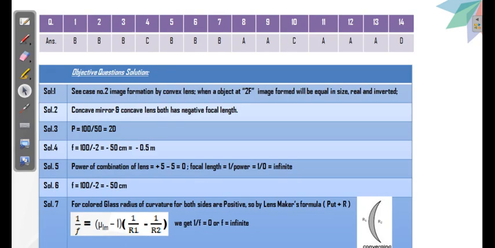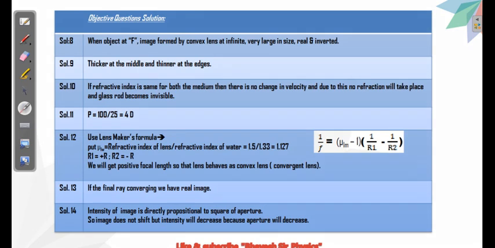So there is question number 12. We apply the Lensmaker's formula and put in the values. Here we put the value of mu Lm, where L is the lens and M is the medium. Here the medium is water, so mu Lw is the refractive index of the lens with respect to water.